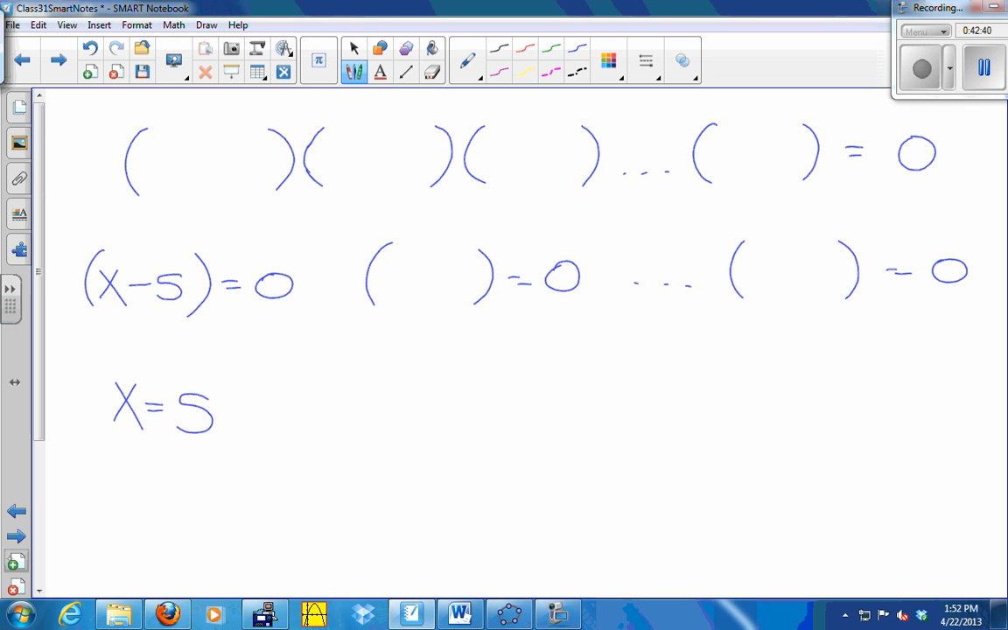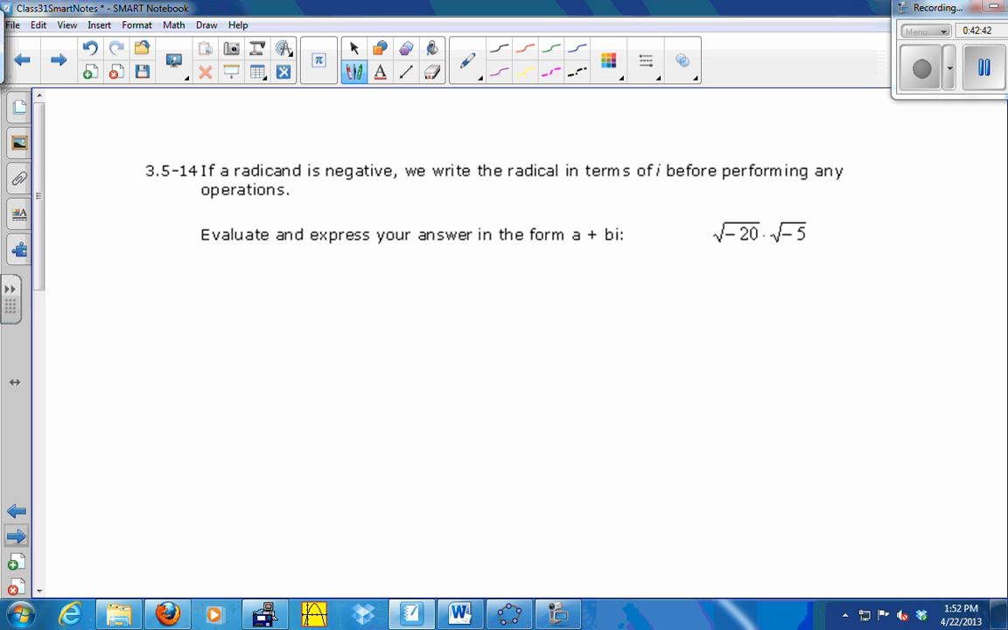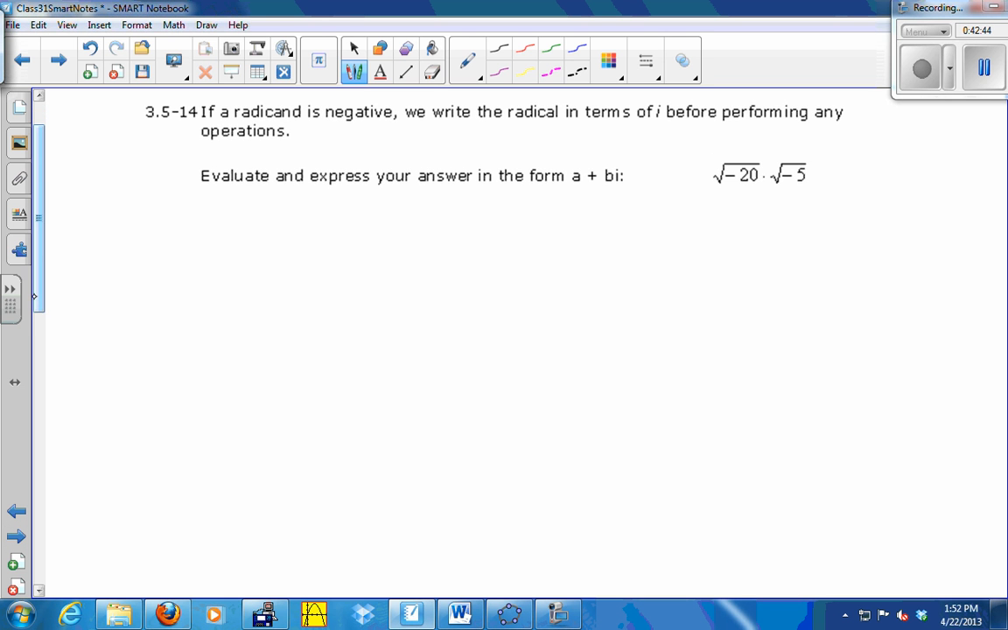Okay, so this very last little bit of the lecture says that if a radicand, that's just a fancy name for the thing under the radical, the thing under the square root, is negative, you rewrite everything in terms of i before doing any operations. So in real numbers, we're allowed to do operations in and out of the square root.